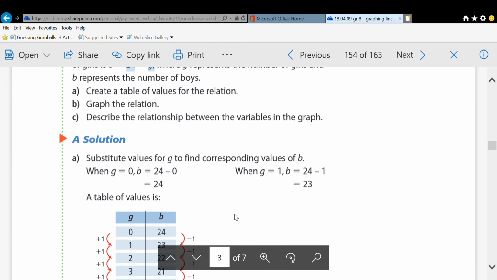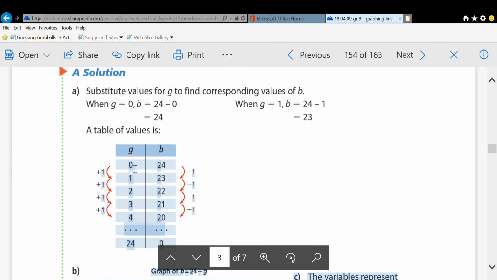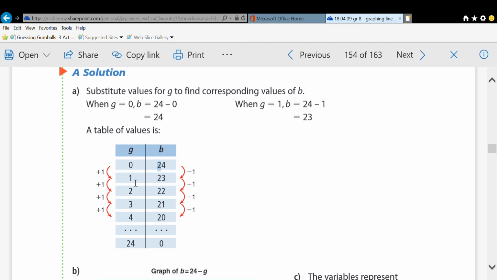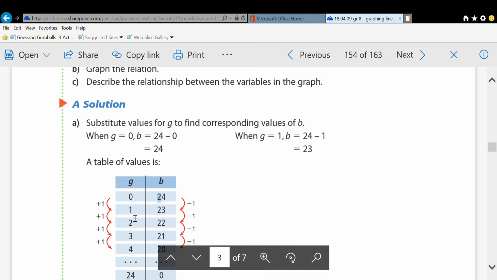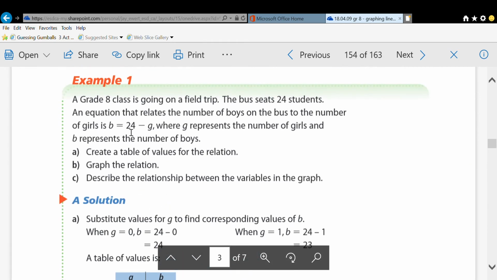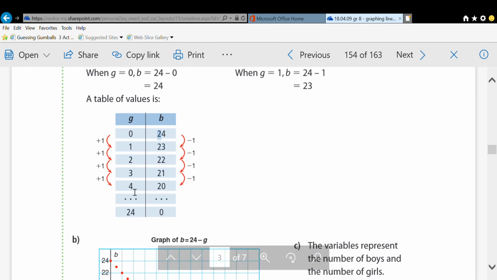Create a table. So it says, well, if out of the 24, 0 of them are girls, then that would mean that there's 24 boys. If out of 24, 1 of them is a girl, then the other 23 are boys, and so on and so forth. So what that means is you plug it in. So let's say there was 7 girls. So how many boys? Equals 24 minus 7. That would mean there would be 17 boys. So if we keep going, there would be 7 girls, 17 boys.